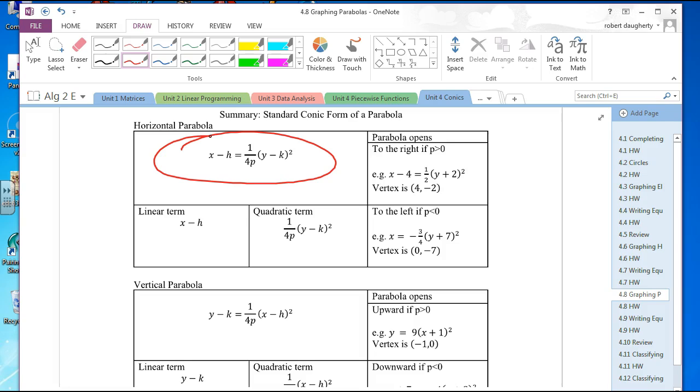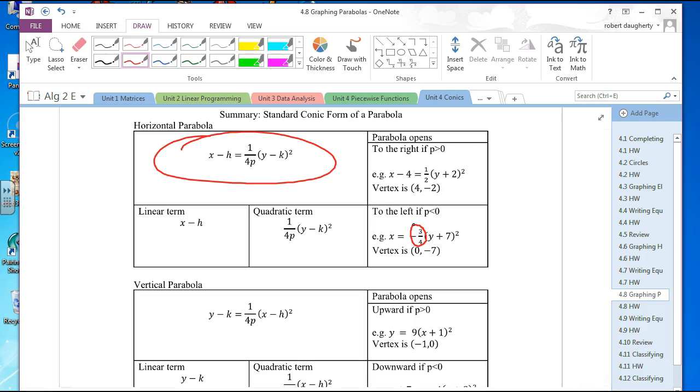Okay? So for an example, this is a horizontal parabola opening to the right because this is positive, the vertex is 4, negative 2. This one has a negative coefficient. This opens to the left. The vertex is 0, negative 7.